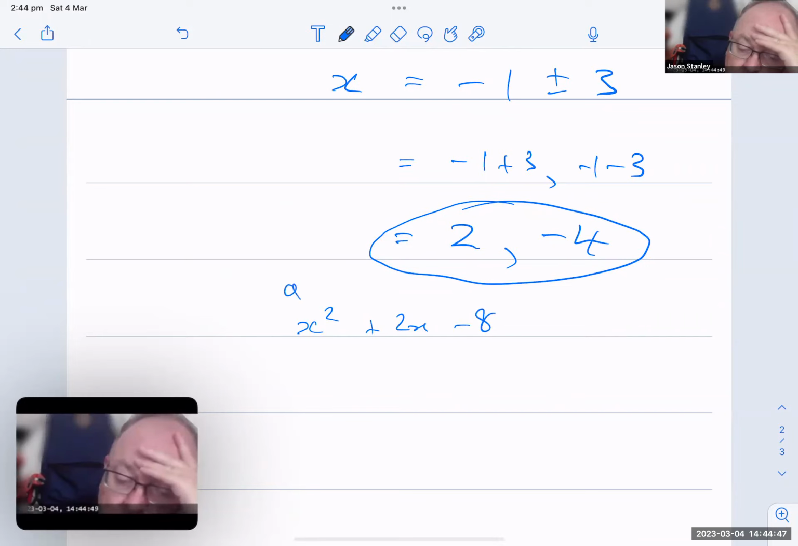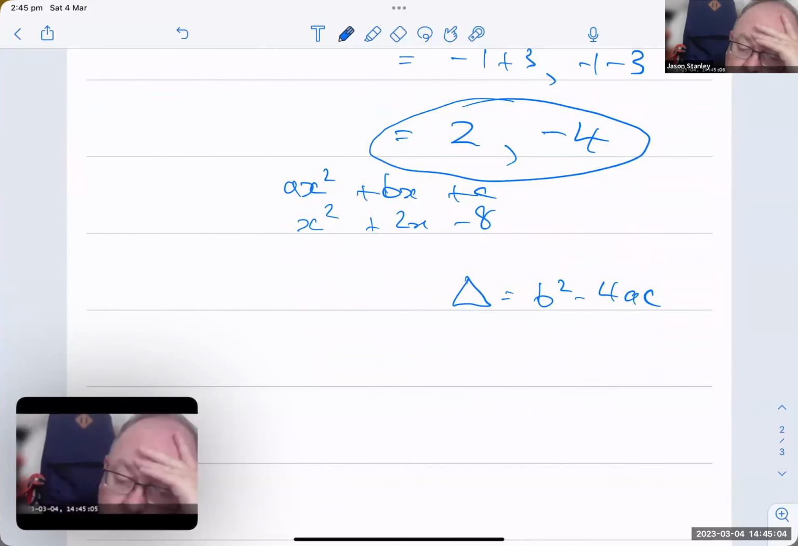And with that, shadow that as ax squared plus bx plus c. So the discriminant is b squared minus 4ac. So b is 2, a is 1, and c is -8.